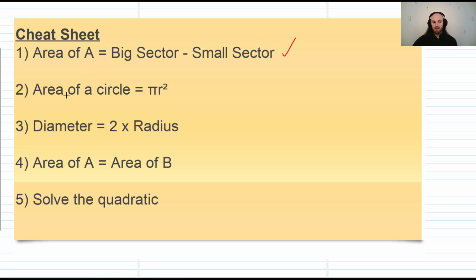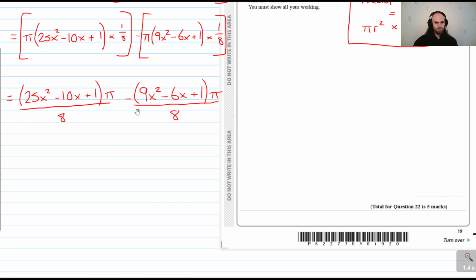Now we're going to look at b. We need to remember that the area of a circle is pi r squared. And again, we also need to look at number 3. The diameter is 2 times the size of the radius. The radius goes from the edge of the circle to the center. The diameter goes from the edge to the center and then to the other edge. It's double the size of the radius.